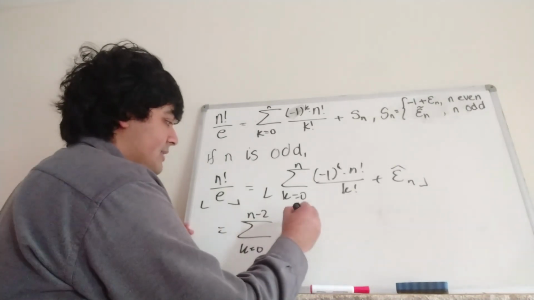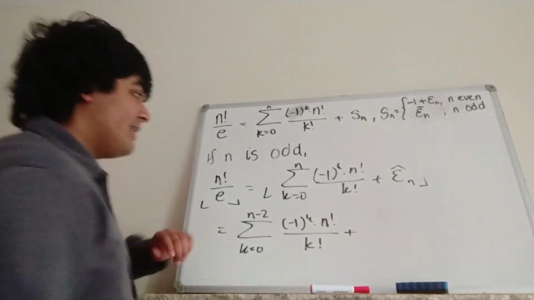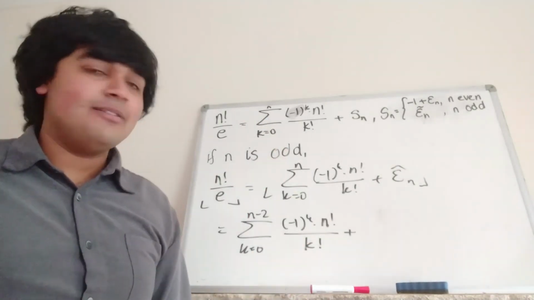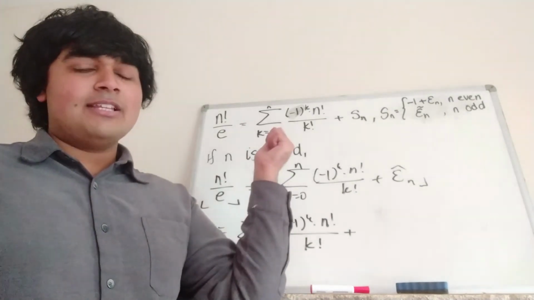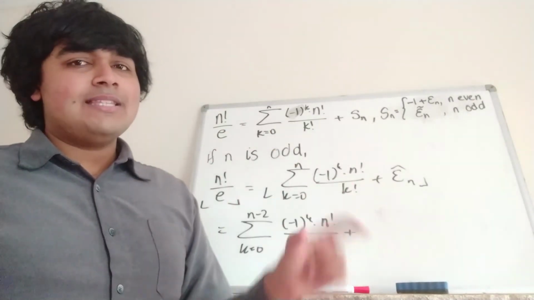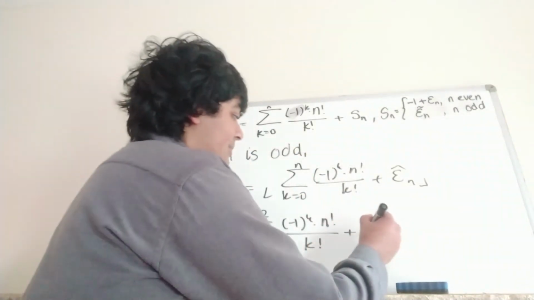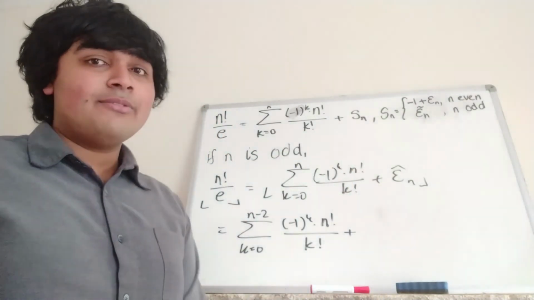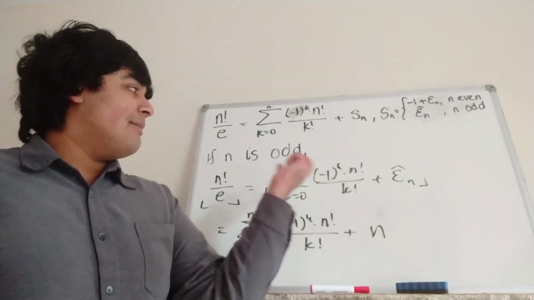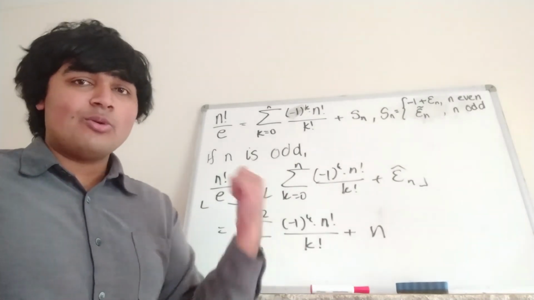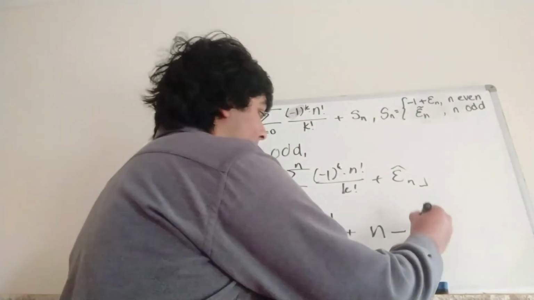Okay, so this is minus 1 to the k times n factorial over k factorial. And then I'm just going to look at the k equals n minus 1 and k equals n terms separately. So when I plug in k equals n minus 1 to this, I'll get minus 1 to the n minus 1. But remember, n is odd, so n minus 1 is even. So minus 1 to the n minus 1 is minus 1 to the even, so that's 1. So we get plus n factorial over n minus 1 factorial, which is just n. And then when I plug in k equals n, I get minus 1 to the n, and n is odd, so minus 1 to the odd, which is minus 1. Then n factorial over n factorial, so that's just minus 1.